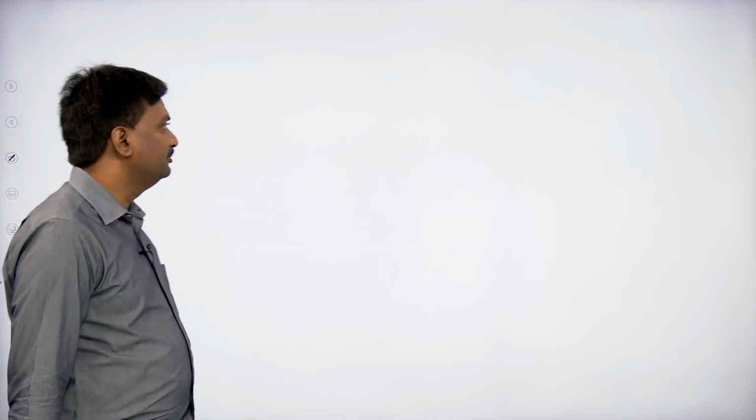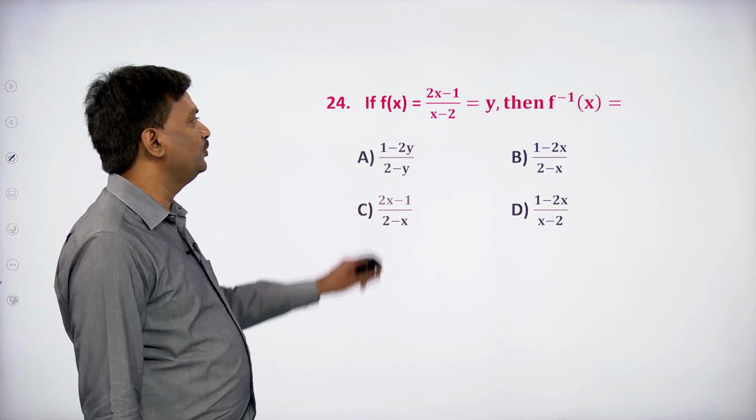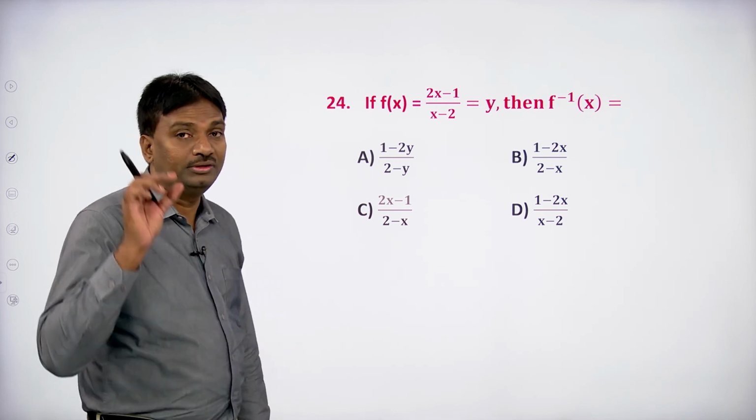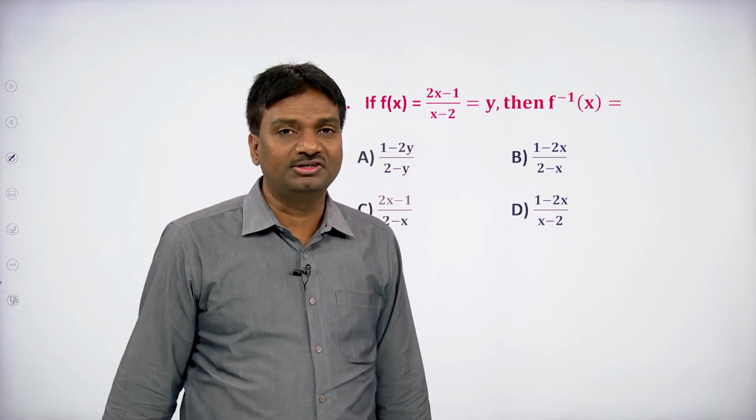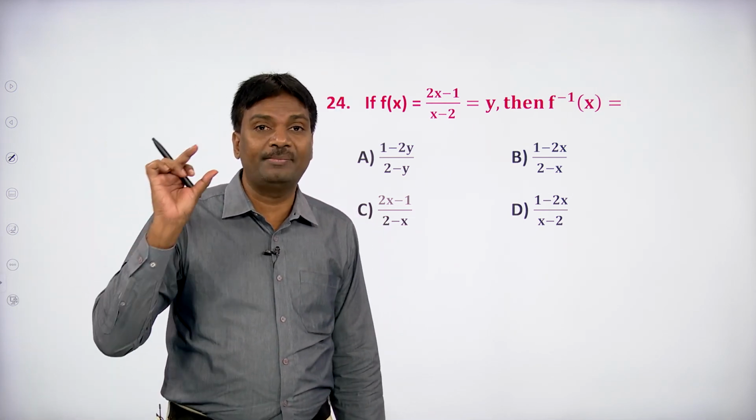Let's go to the next problem. If f of x equal to (2x minus 1) by (x minus 2) equal to y, then f inverse of x equal to what? f inverse is nothing but the inverse of a function. The inverse of f is defined only when f is a bijection.